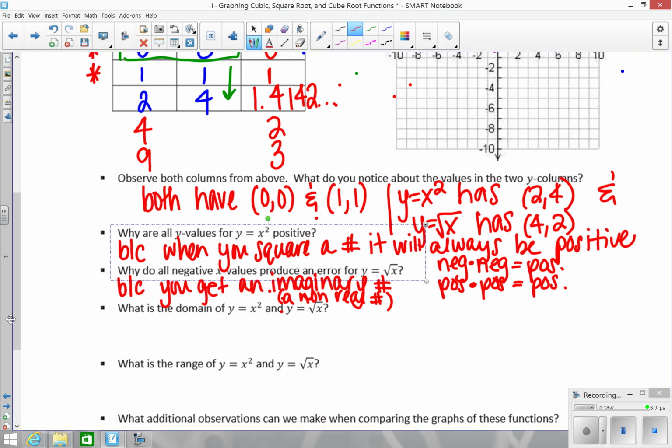And then the next thing is we want to look at the domain and we want to look at the range. So the domain, remember, are the x values. And then the range are the y values.